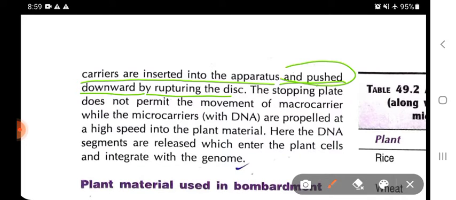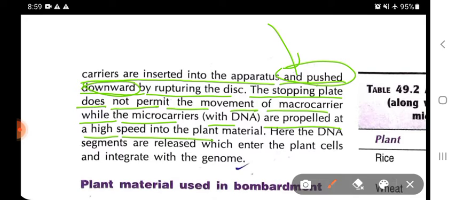So how are they pushed downward? By a high force, and that force can be generated by using gunpowder or any other force. Different types of force can be applied here. Now the stopping plate does not permit the movement of the macrocarrier, while the microcarriers are propelled at a high speed into the target plant material or animal material.